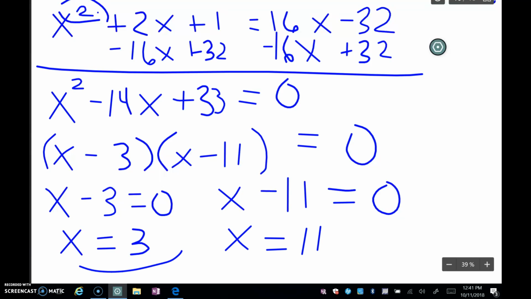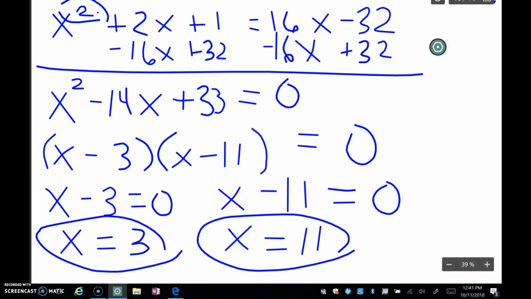And I checked them both, and they both worked out, but do not forget to check. So that's how you solve radical equations.